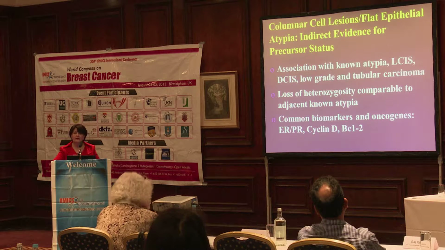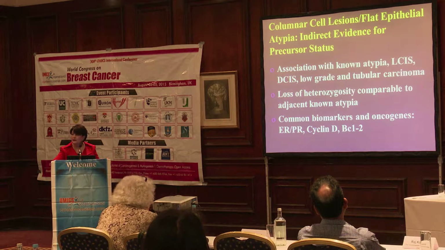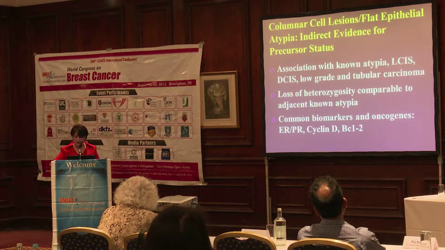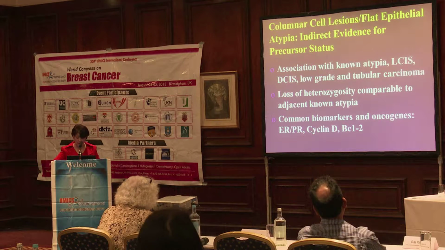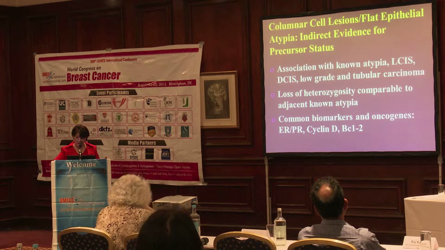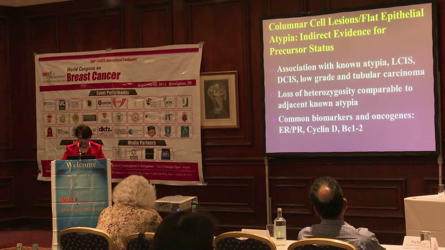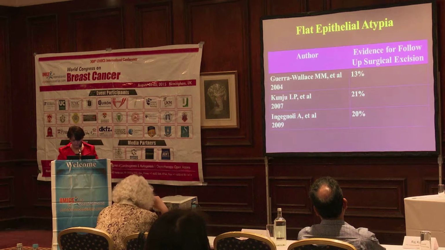Now, we have indirect evidence that they may be associated with precursor lesions, and that is because of the association with known atypias, such as lobular carcinoma in situ, low-grade ductal carcinoma in situ, and tubular carcinoma, as we talked about. There is loss of heterozygosity comparable to adjacent atypia, and they have common biomarkers and oncogenes, such as ER and PR, cyclin D, and BCL2.